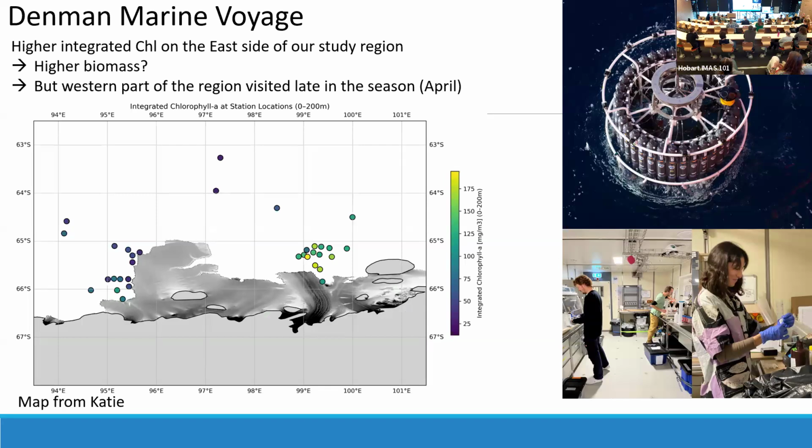This is a map from Katie Naras, who's doing an honours project with Delphine and me. And this is integrated chlorophyll concentration between 0 to 200 meters. And this confirmed the satellite observation that we actually had higher concentration on the eastern side of our study region compared to the Shackleton Polynya, where not much was happening in that case.